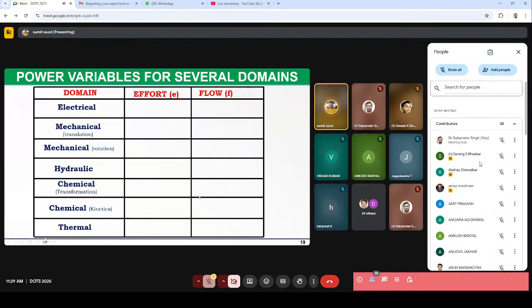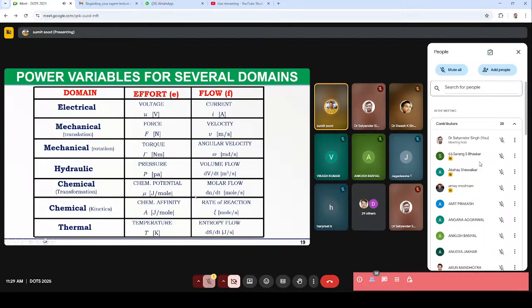So if I quickly represent the efforts and flows for different domains, you can see here that for different domains we have certain efforts. All these are based on the intensive properties, and the flows are the derivatives of the extensive variable or extensive property. And always remember that the product of these two always gives you power. And this is when we call the bond graph the true bond graph.